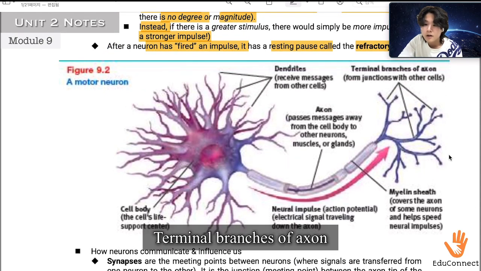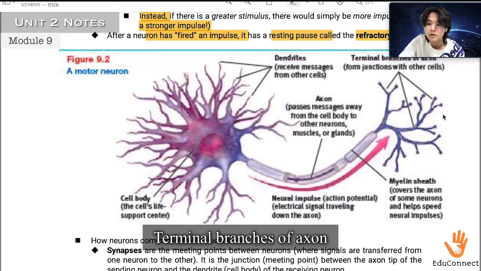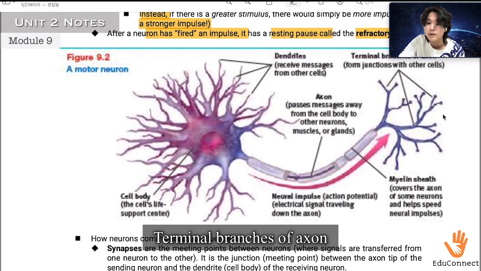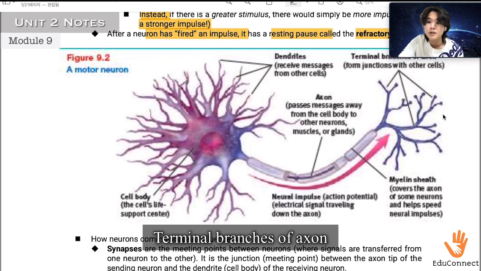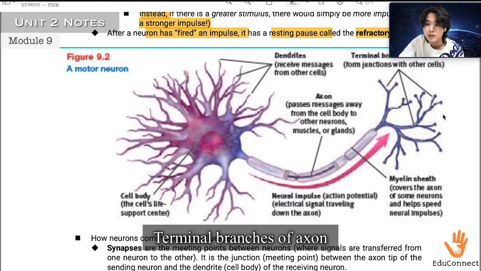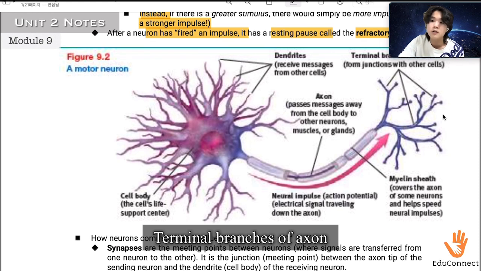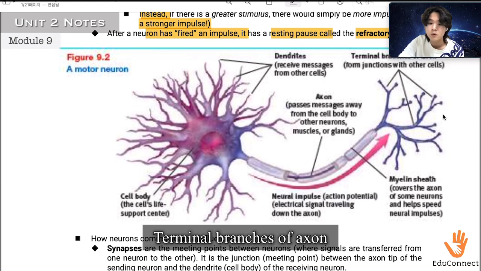And the other type of tree branches that you can see at the top right of the image are called the terminal branches of axon. And they form junctions with other cells. And they kind of pass on the neural impulse or the neurotransmitters that has traveled down the myelin sheaths through the axon onto the other cells. So this is where they receive the neurotransmitters from the cell body, and then they also send those neural impulses and the neurotransmitters onto the next axon or the cell body.